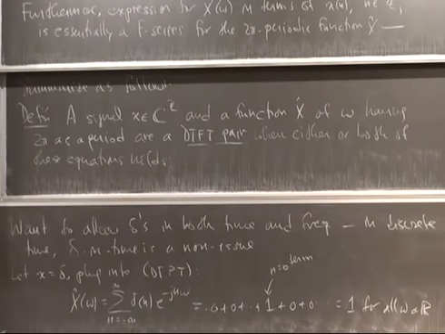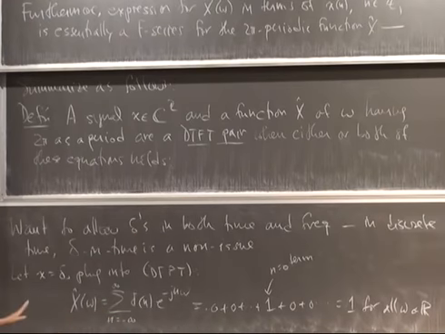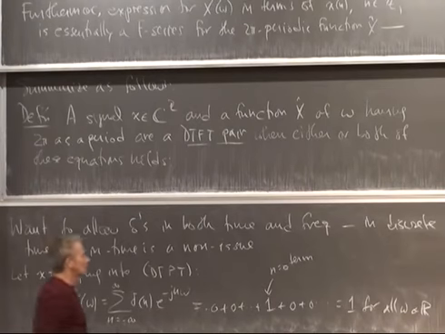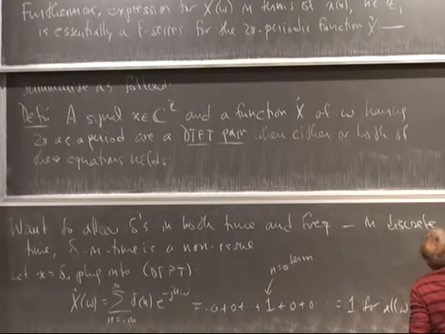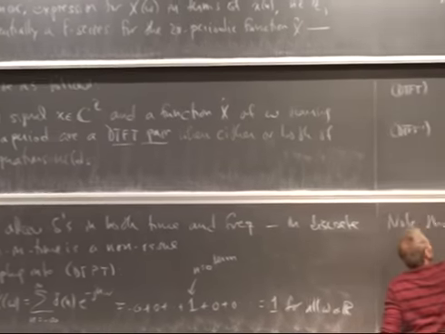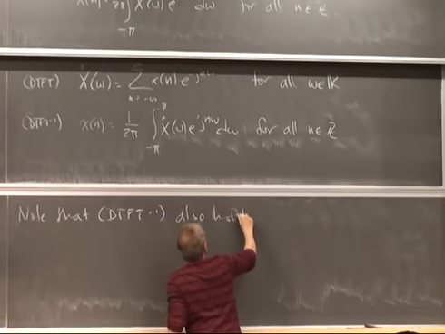So again, delta in time goes with a 1 in frequency, and 1, the constant function 1, is trivially periodic of every period. In particular, it is 2 pi periodic. Let's make sure equation DTFT inverse holds also for this example. So note that DTFT inverse also holds for this example.